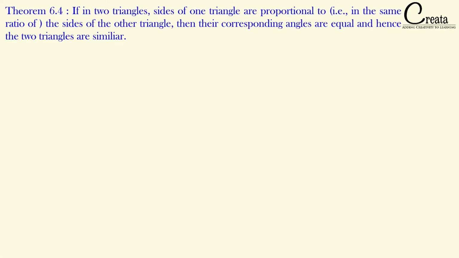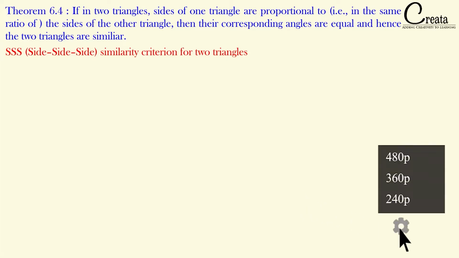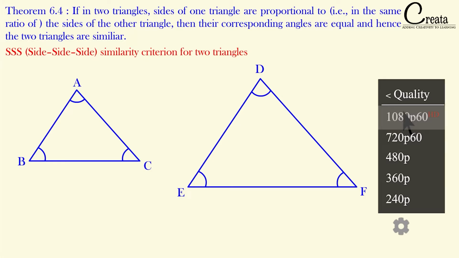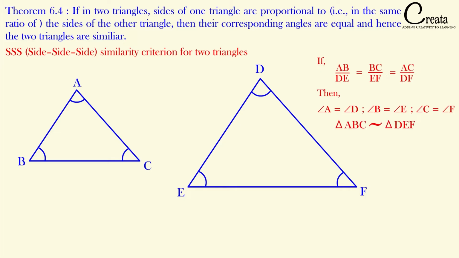Theorem 6.4. This theorem is also known as the SSS similarity criteria for two triangles, that is, the side similarity criteria for two triangles. As per this theorem, if we have two triangles and the ratios of the corresponding sides of both triangles are equal to each other, then we can say the corresponding angles of both triangles are equal to each other and also both the triangles are similar to each other.